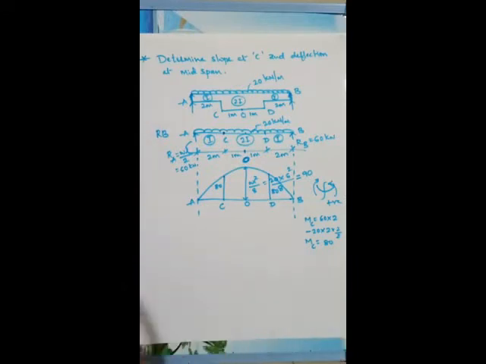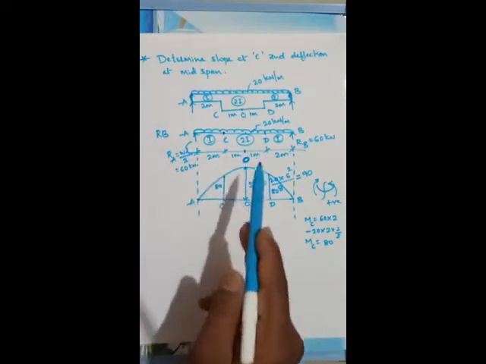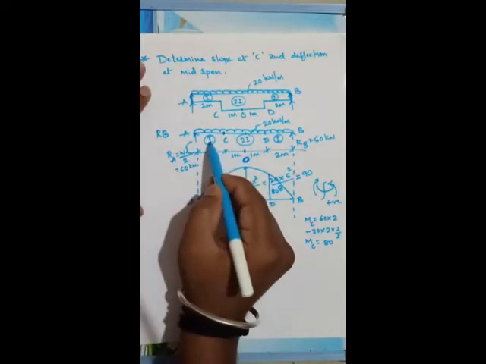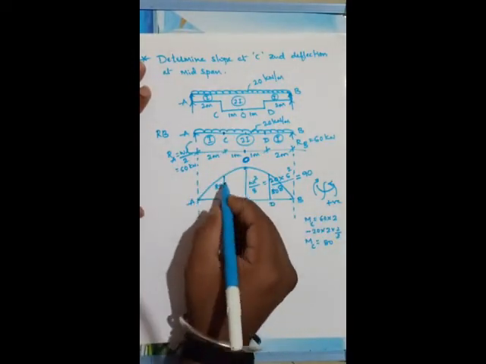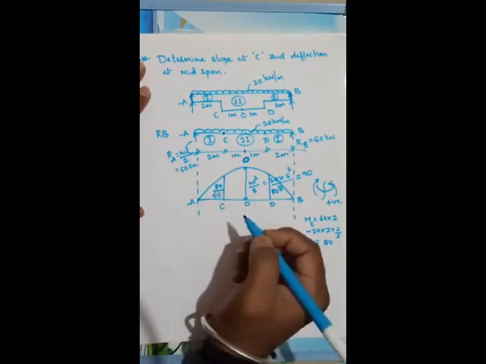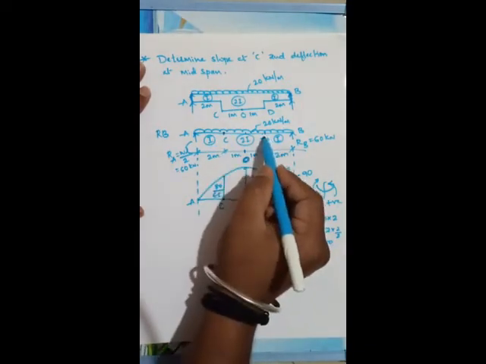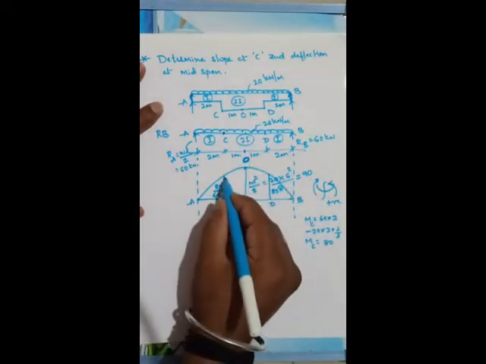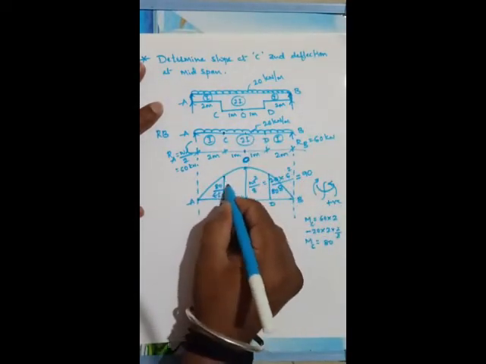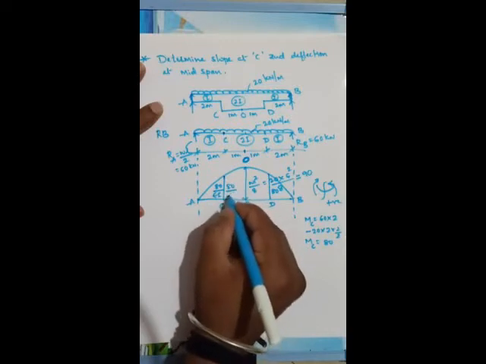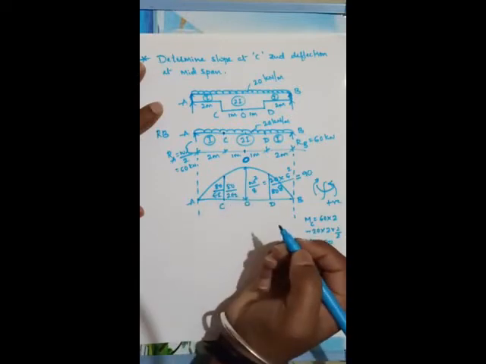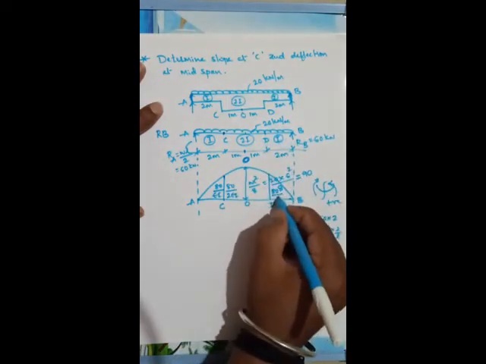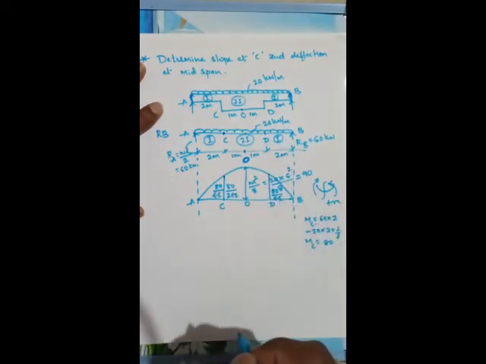Correct? Now check the different moments of inertia. From A to C it is I, so from A to C it is 80 by EI. From C to D it is 2I. Exactly at C from the right hand side, 2I, so it is the same line. So this side it is 80 by 2EI. Then B to D it is only I, 80 by EI.